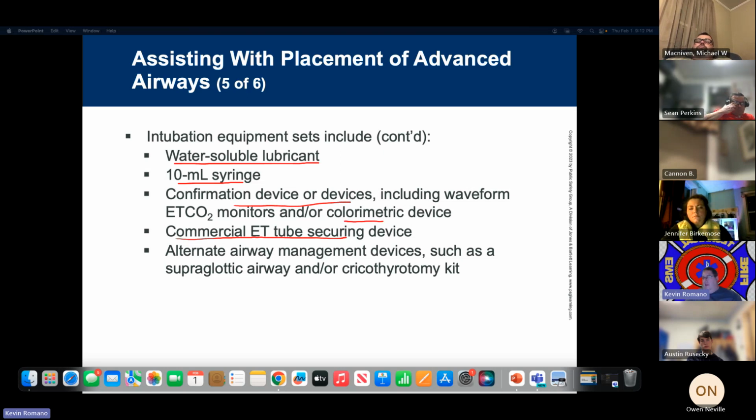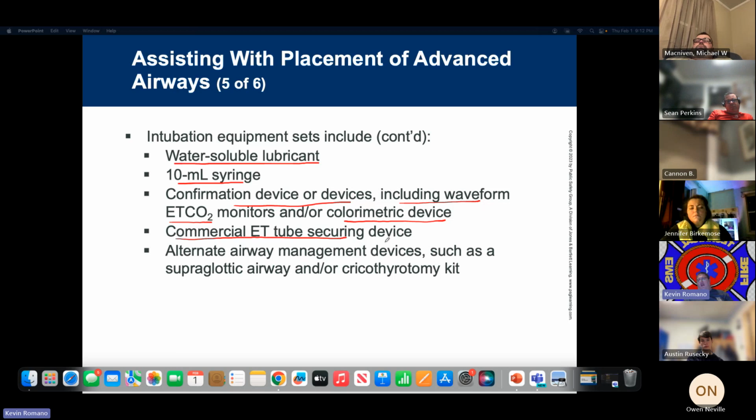It is colorimetric. I don't even go to those anymore. Right off the bat, I go to waveform and EtCO2. That's already on the patient. There's nothing more confirming than having waveform. You can do the yay for yellow colorimetric, but it doesn't really matter. I always write the EtCO2.